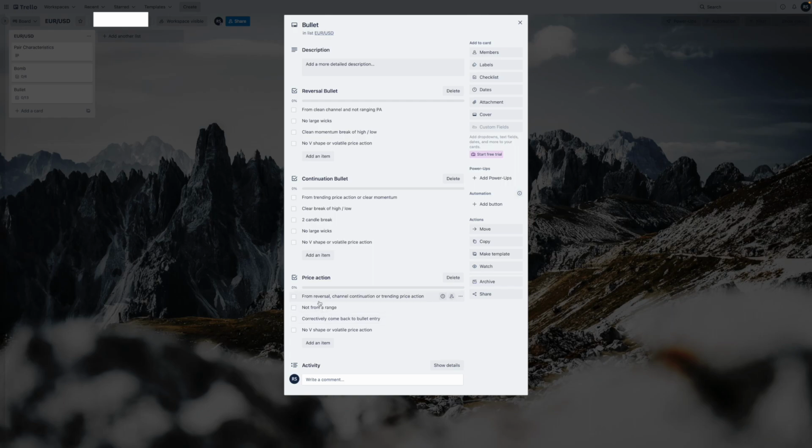So for reversal or continuation, we want a channel or trending price action. We don't want to take a bullet from a range, especially with the bullet, because a lot of the time this will not work out. It should correctively come back to the bullet entry. Obviously, again, with the bomb, you do not want an aggressive retrace back to your entry. And last but not least, no V-shape or volatile price action.